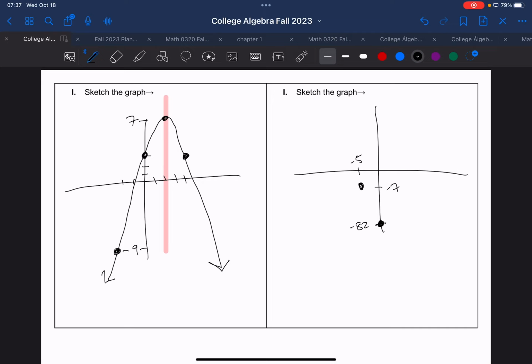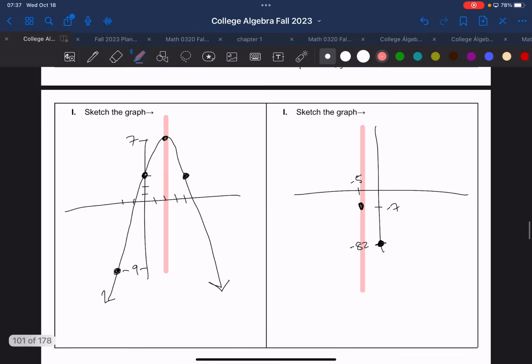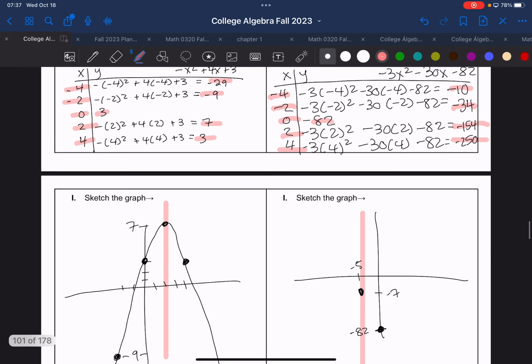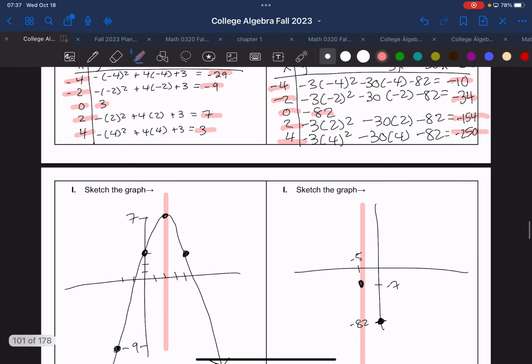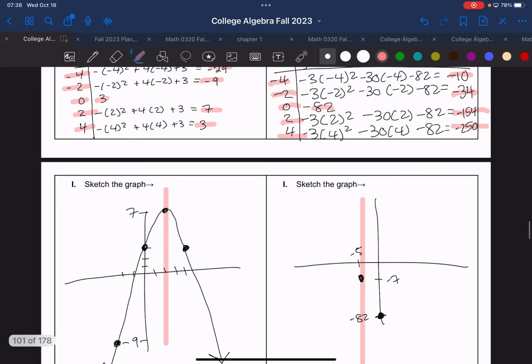Okay, then I plot my axis of symmetry right there at negative 5. And then I see what other points I can plot. So I could plot that negative 4, negative 10. So let's say right here. And I can plot that negative 2, negative 34. Again, this is all a sketch. So knowing that it opens down and my parabola is symmetric, it's going to look something like this.